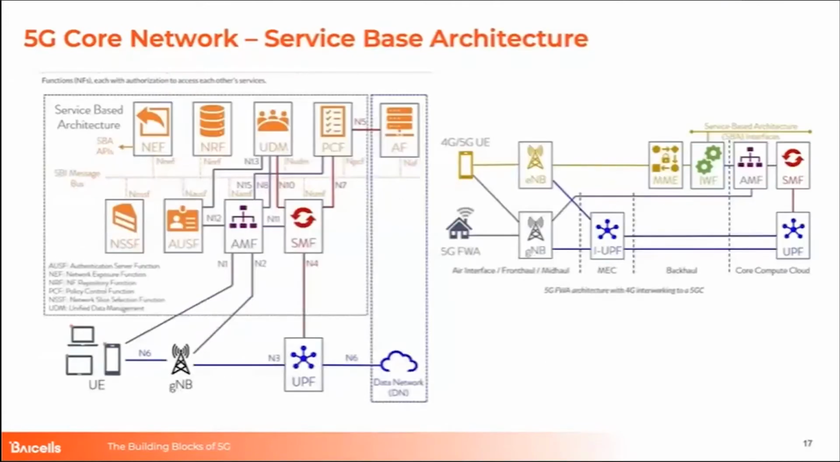This is another representation. Here is the core. You have the gNodeB right here. If you remember, you have N1 and N2. These interfaces go into the AMF in the core. N3 is for the user plane. It connects with the UPF, and it will take it to the data network.